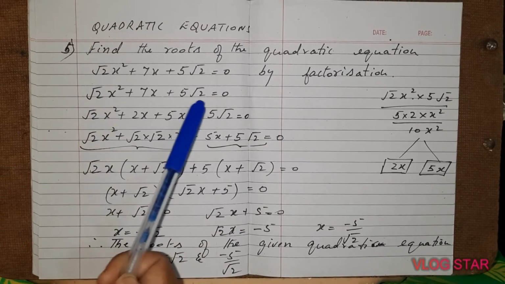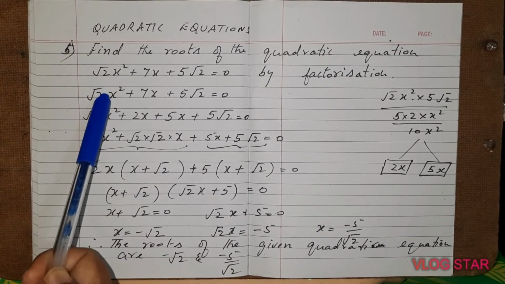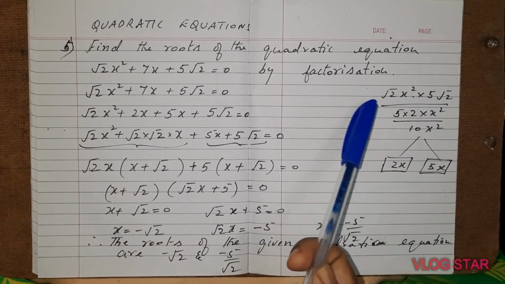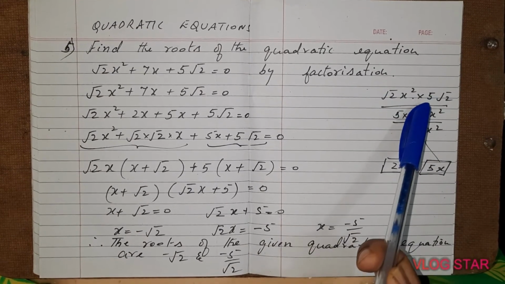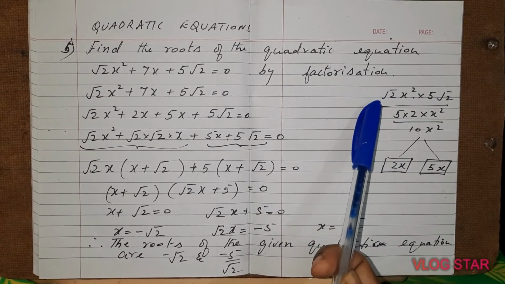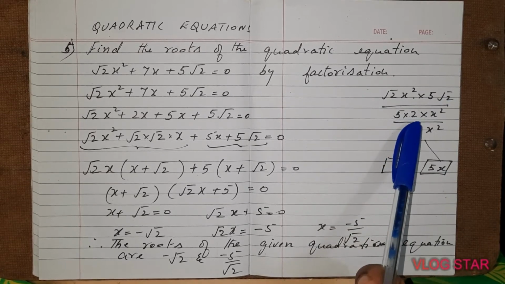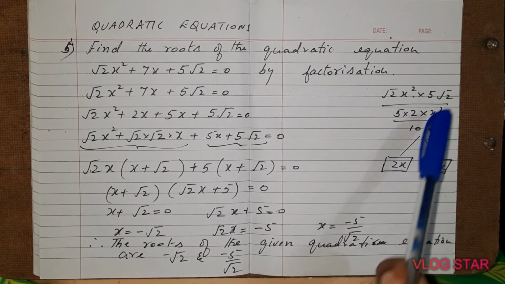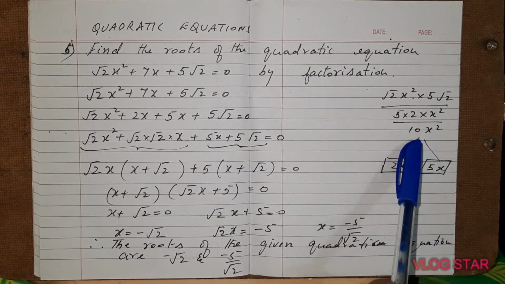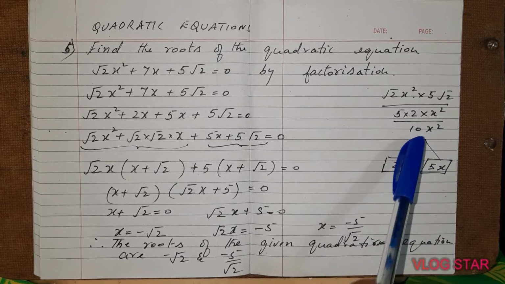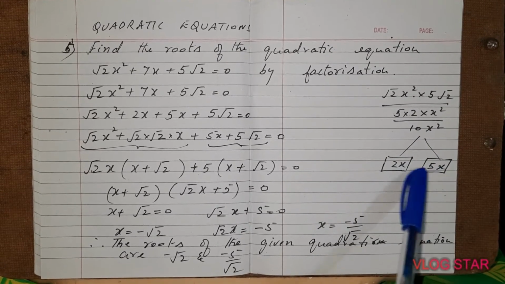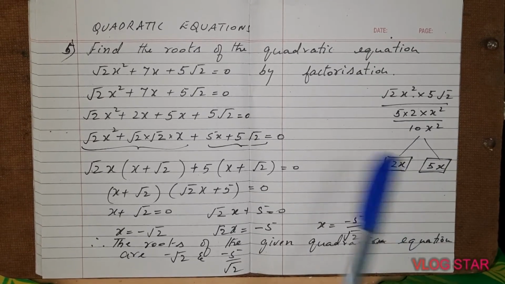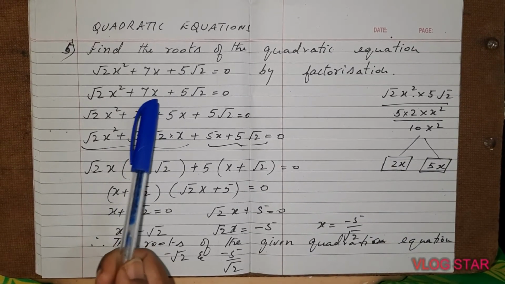We have to take the first term and last term of the given quadratic equation. So first term is root 2x square and last term is 5 root 2. Multiply these two. When you multiply these two, you will get 5 root 2 into root 2, it will be 2 into x square. So 5 2s are 10x square. So you got 10x square over here. See, when you multiply any two numbers, you must get 10x square. When you add or subtract, you should get the center number, that is 7x.